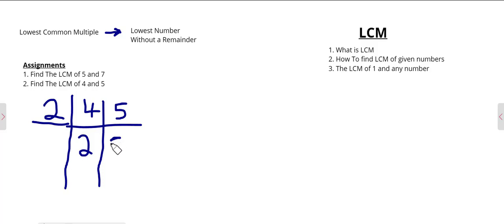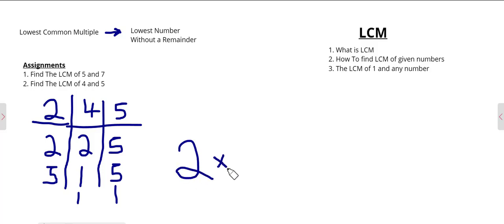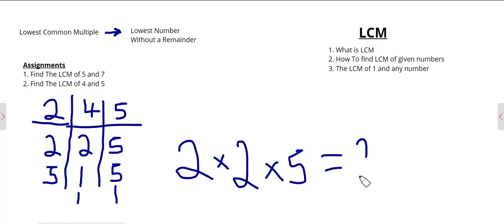So you can actually go by saying 2 divided into 4 gives you 2, and 2 cannot divide 5, so we have 5 here. Then we come again, 2 divided by 2 gives you 1, so we have 5 here. Next we divide 5, so 5 here is 1, 5 here is 1, so our LCM there is 2 times 2 times 5, and this gives us 20. So if you got 20 as your answer, then you know you got it correctly.